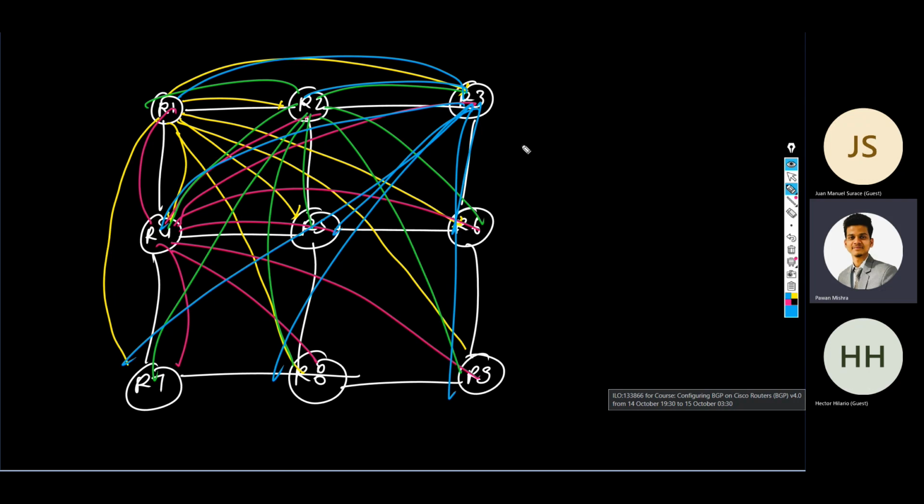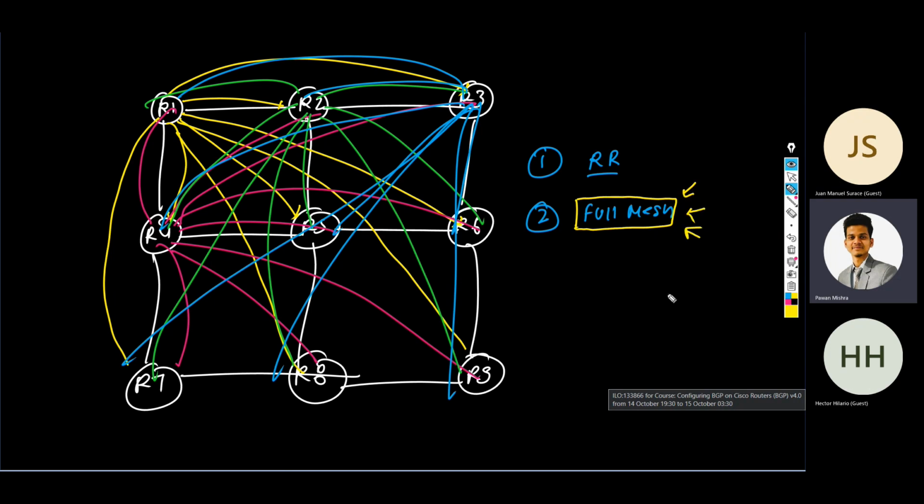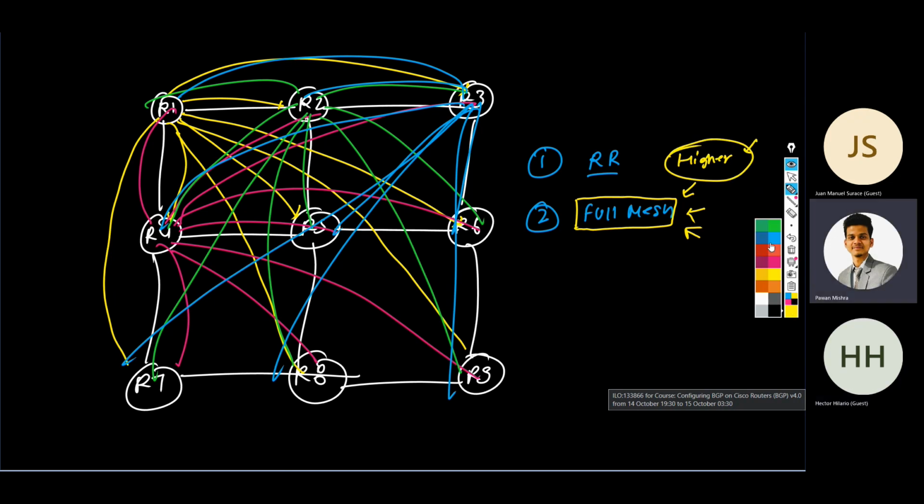So if you want to remove the IBGP loop prevention mechanism, the first option is RR, and the second option is full mesh configuration. But you told me the problem in full mesh configuration is that it is very complex, because for each router we need two commands. First is the neighbor command, second is the update source loopback command. So the number of commands increases in the full mesh topology.